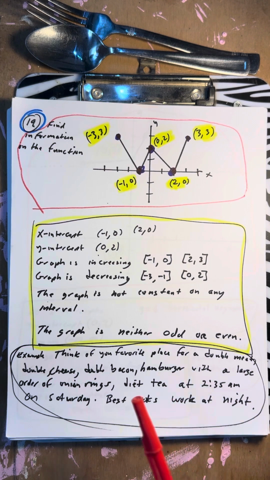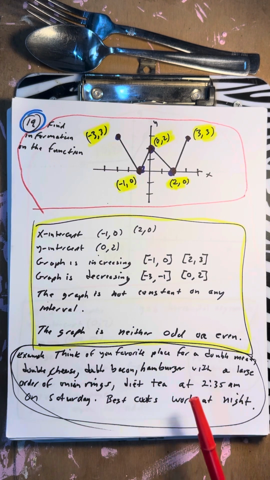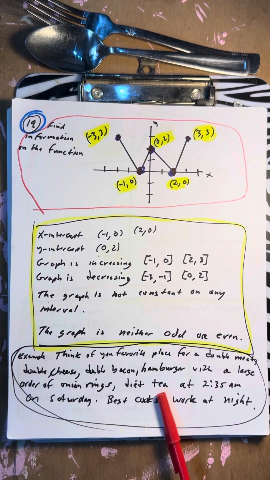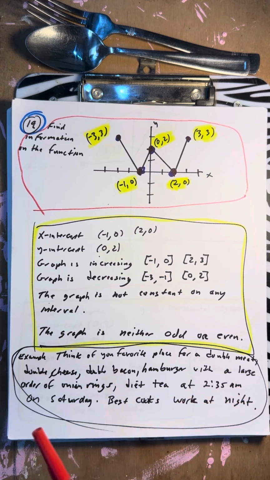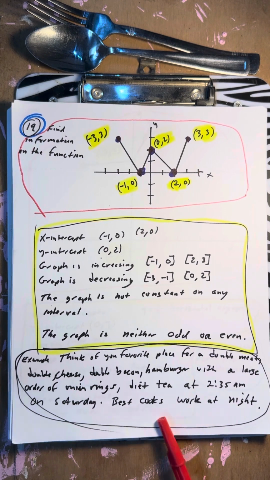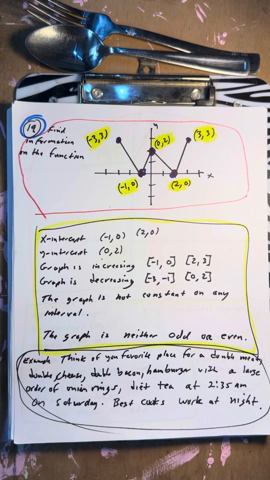All right, example. Think of your favorite place for a double meat, double cheese, double bacon hamburger with a large order of onion rings, diet tea at 2:35 a.m. on Saturday. And remember, the best cooks work at 9. It's going to taste super delicious.